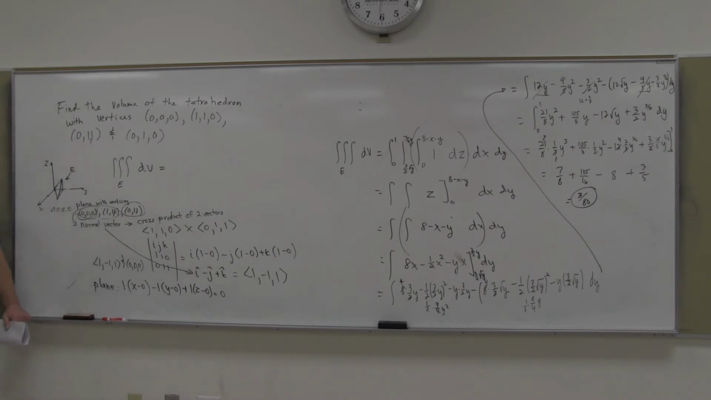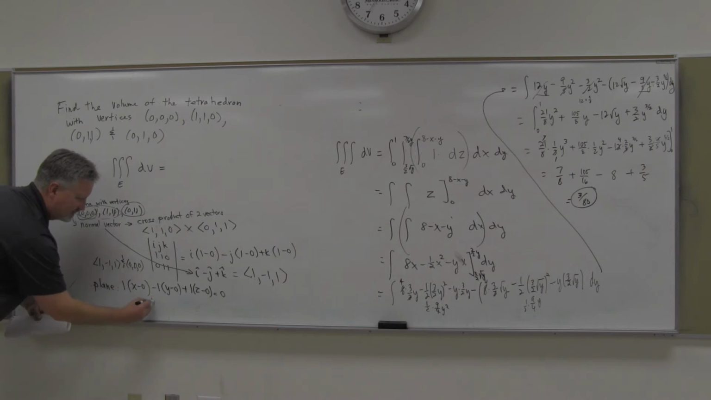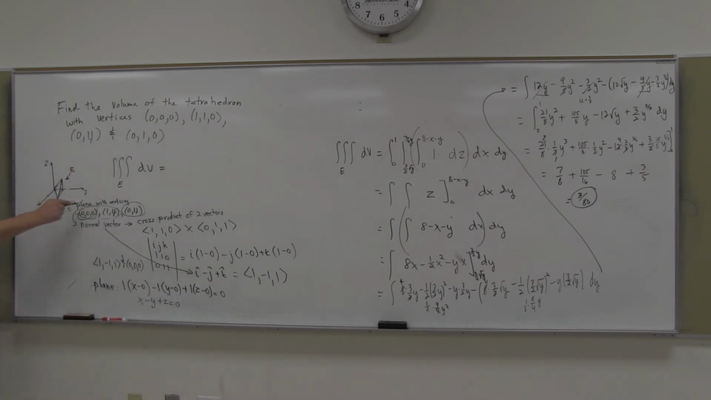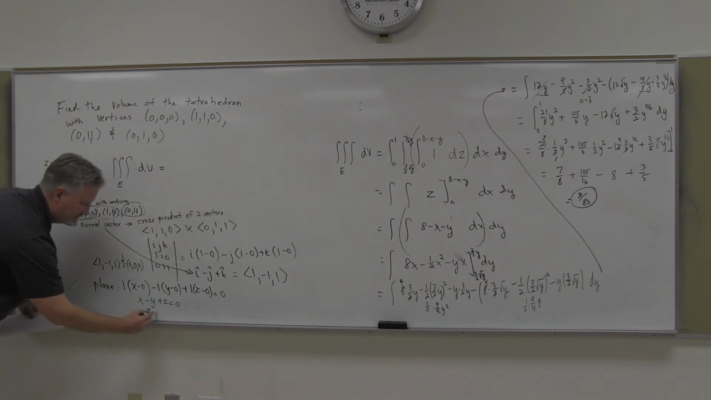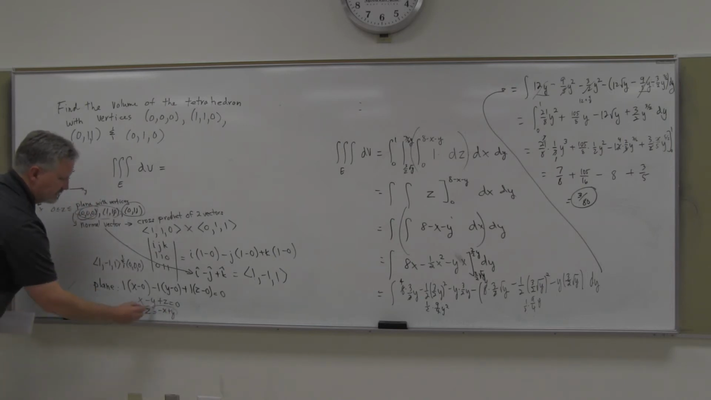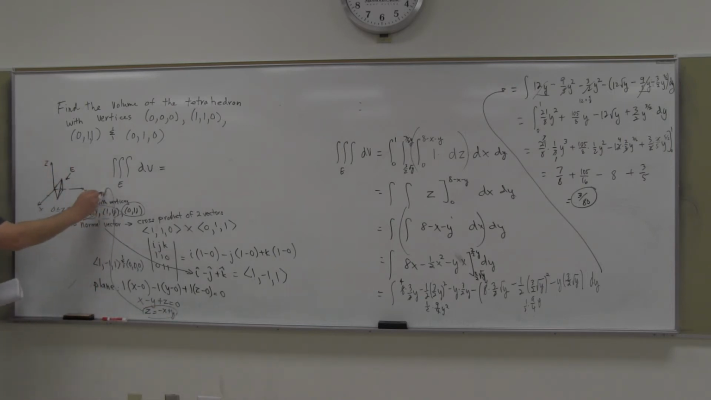So again, not too bad. So it'll be x minus y plus z equals 0. Aha! So that's my plane with those vertices. I need terms of z, so let's just call that z equals minus x plus y, or y minus x. So that's what z goes between.